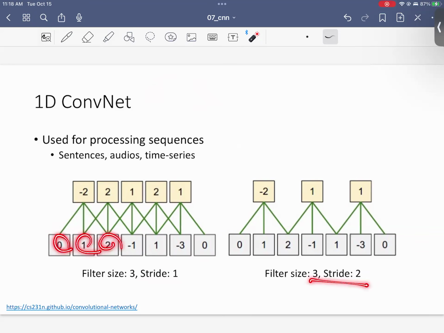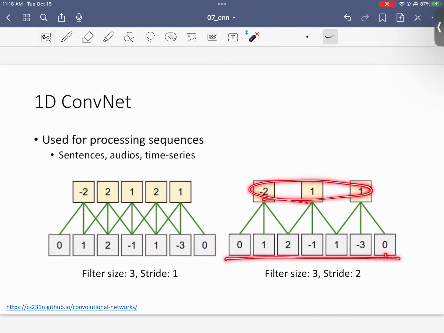So you would move 1 pixel at a time. If you stride 2, you would move 2 pixels at a time. So the first position would be looking at 3 elements, and then you move 2 pixels, look at this, and look at this, and so on and so forth. Again, with stride 1 you are compressing a 7-dimensional input to a 5-dimensional output. With stride 2, you're compressing a 7-dimensional input into a 3-dimensional output. So that's what I said about using stride to replace the pooling operation.